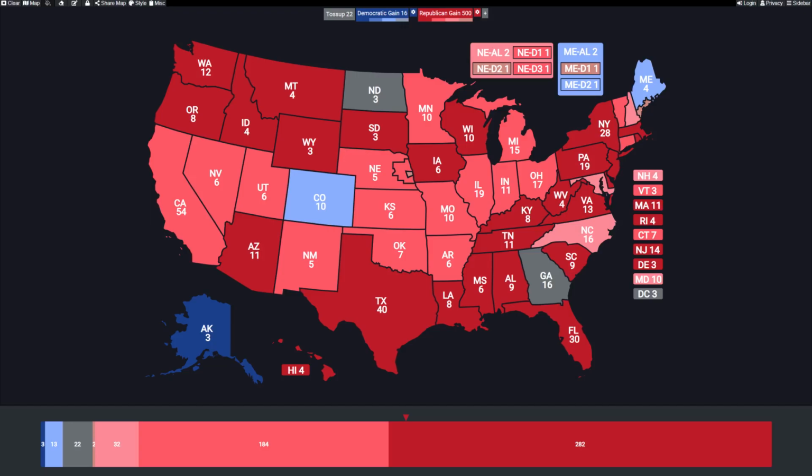I even have the congressional shifts for Nebraska and Maine. It's interesting there. In Maine's first, that's the blue district, but it got slightly redder. And the second district, that's the redder district, but that got bluer. North Dakota and Georgia, both had no change there. Other than that, this is a great looking map if you're a Republican.